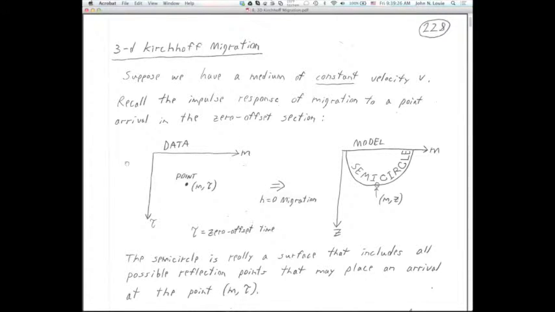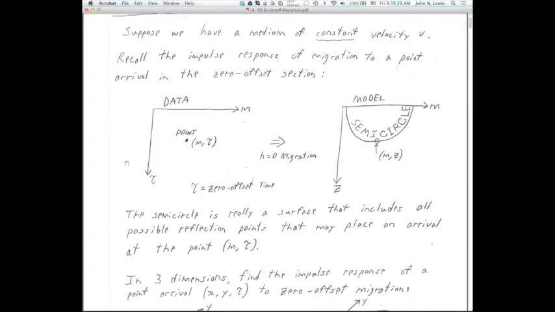Okay. Let's recall the impulse response of migration to a point arrival in the zero offset section, okay? So now we know our data are m. In a zero offset section, our axes are midpoint m and zero offset time tau. We know that now. Our data, let's say, is zero everywhere except at one point at one pair of m and tau. And we do a zero offset migration, which we defined in 706. We can do it many ways. And in fact, we did it in your Stolt migration exercise, probably lab 6.